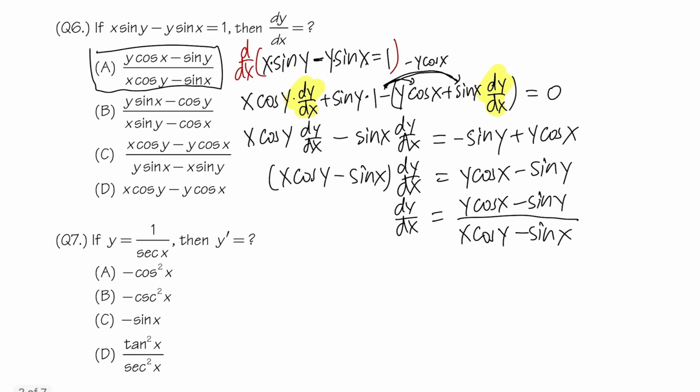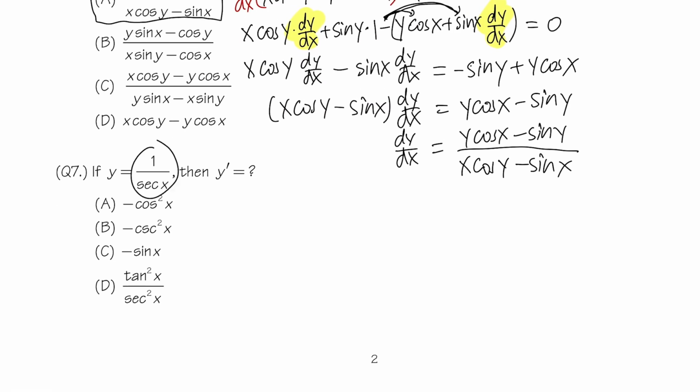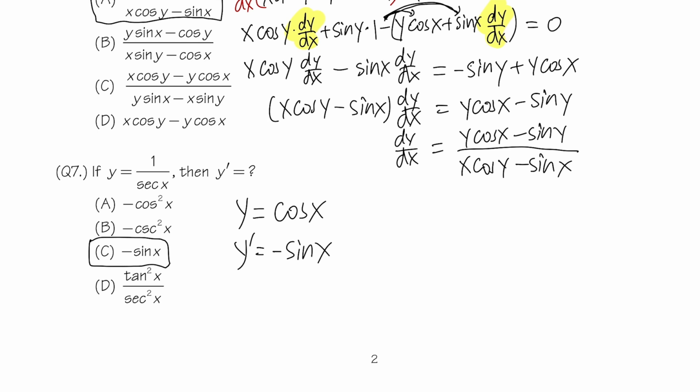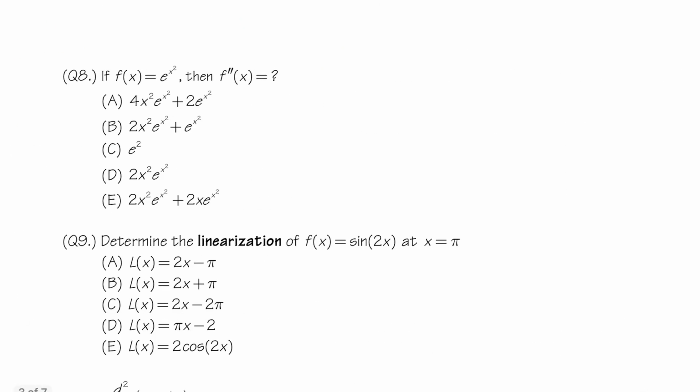Done. Number 7, oh my god, it looks like we have a fraction. It's also a trig function. What's 1 over secant? Don't worry too much. 1 over secant is just cosine x. So this question is only asking you what's the derivative of cosine x, which is just, oops, negative sine x. So the answer is C. Done. So definitely don't use the quotient rule, nothing else, right? 1 over secant x is just cosine x.